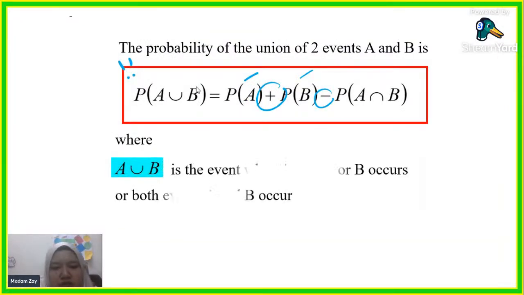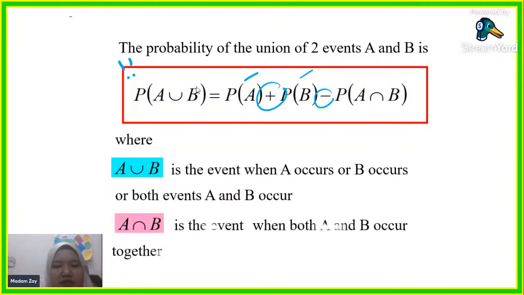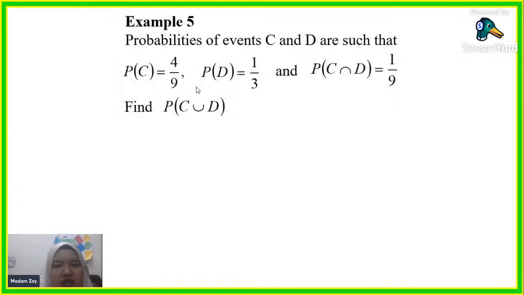A union B is the event where A occurs or B occurs or both events occur. A intersect B is the event when both A and B occur together. Okay, so let's see some examples.